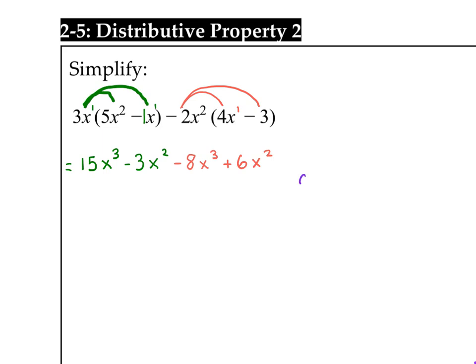The next thing you're going to do is to collect like terms. So 15x cubed minus 8x cubed is 7x cubed, and negative 3x squared plus 6x squared is positive 3x squared. Those two terms do not get added because they are not like terms.